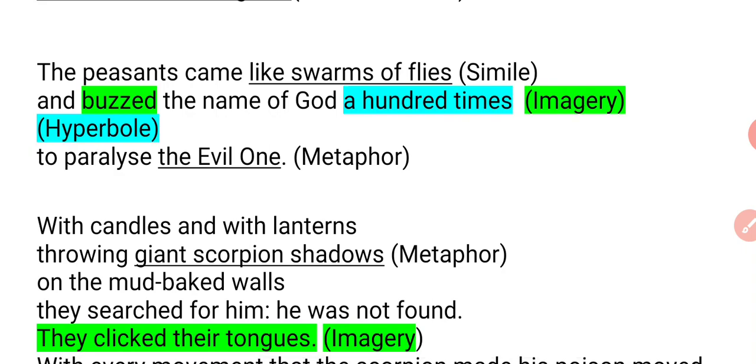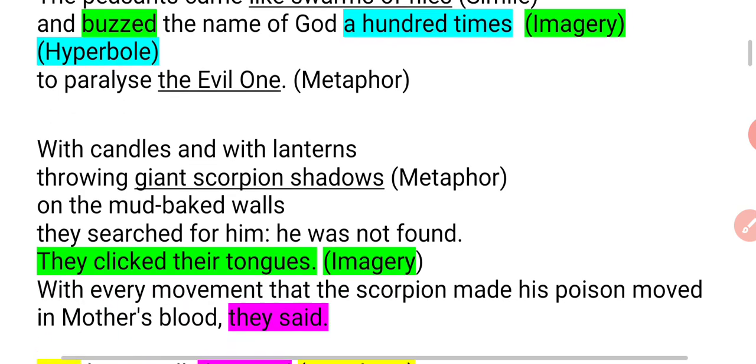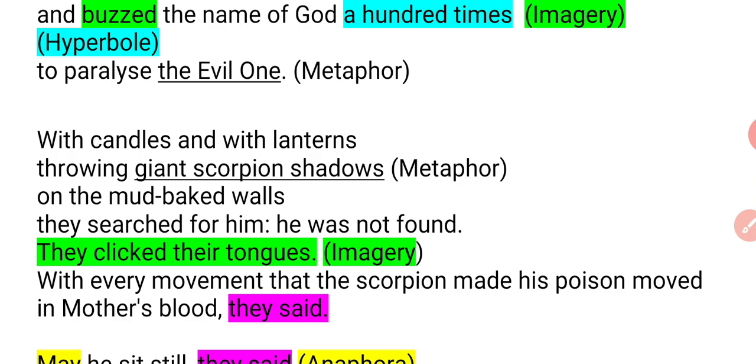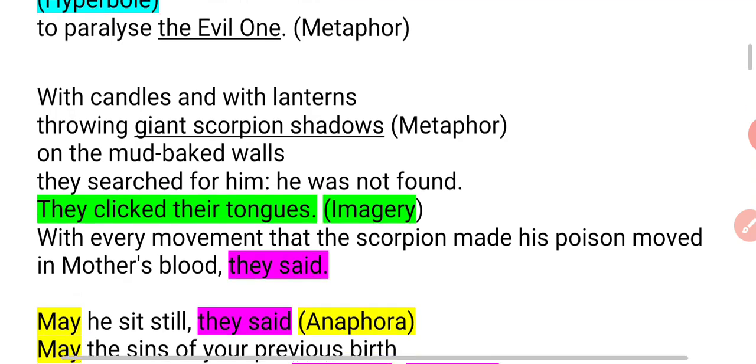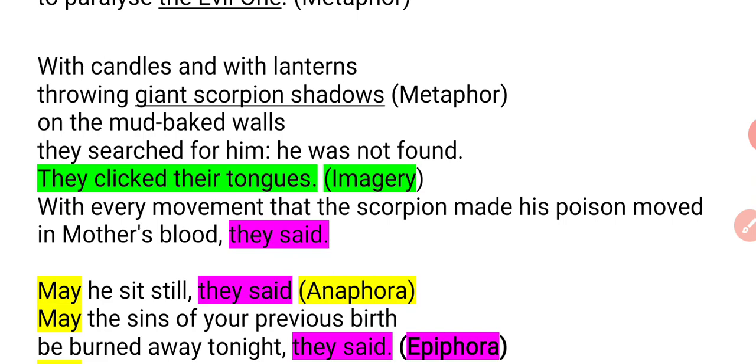Again, in the third line, the evil one is a metaphor because it is a direct comparison without the use of words like such, like, as. In the next stanza, you can see the giant scorpion shadows is again a metaphor because it is a direct comparison. They clicked their tongues, again imagery.